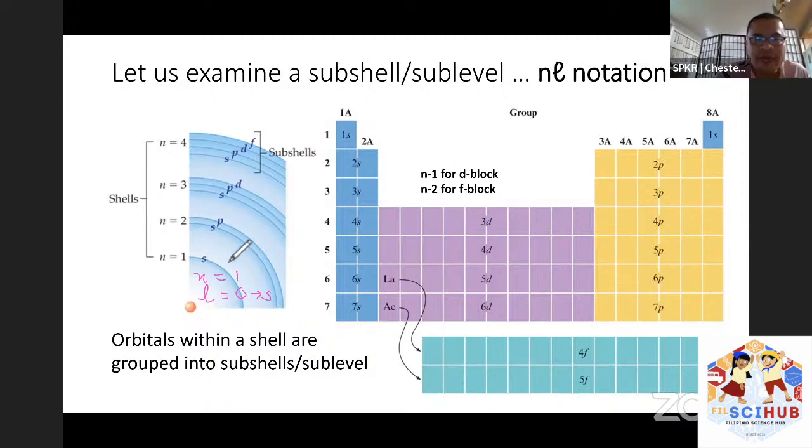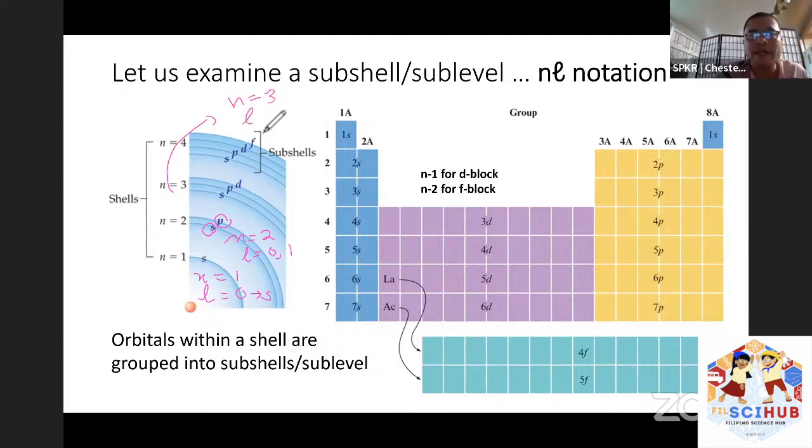Now if you have n equals 2, your L is going to be 0 and 1. Ano nga ba tong 0 and 1 na to? You are going to have your S and then your P. Remember, S is 0 nodal planes. If L equals 1, you have 1 nodal plane, so there's going to be the P orbital.